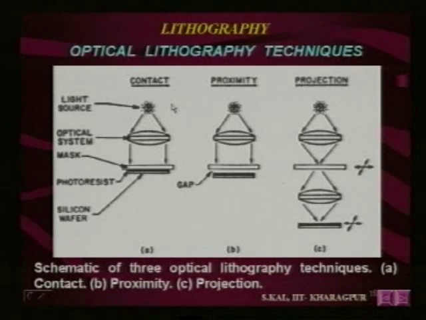Now, during exposure, the mask plate and photoresist coated wafer are in close contact with a certain pressure. That's why this optical lithography technique is known as contact lithography. That pressure is in the range of 40 to 150 torr.